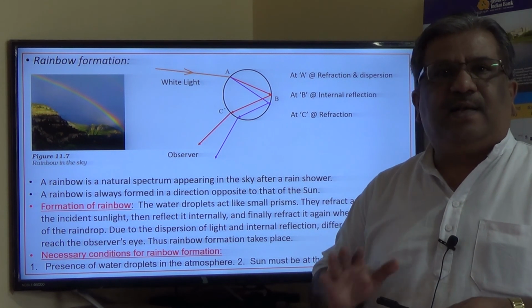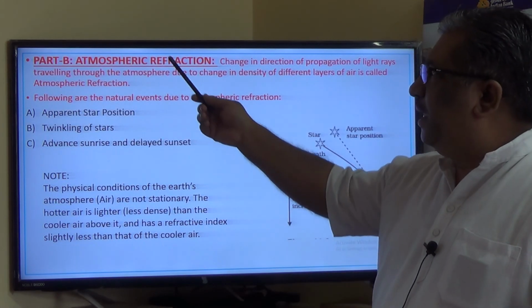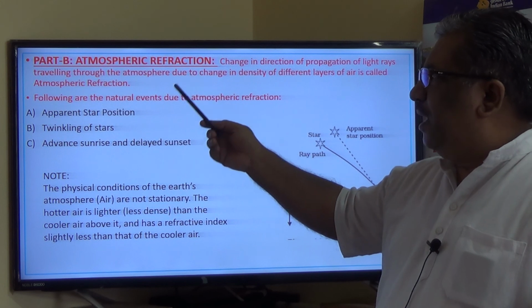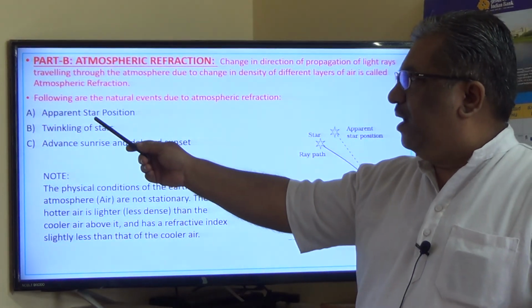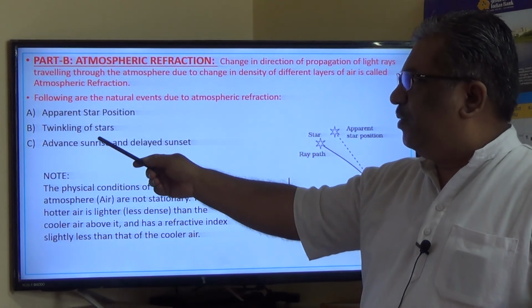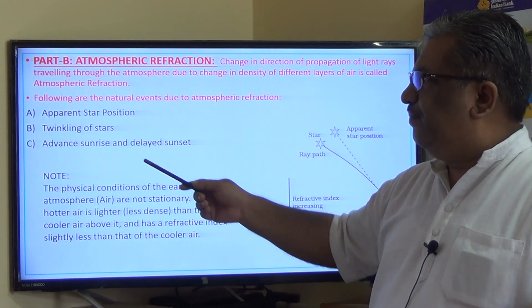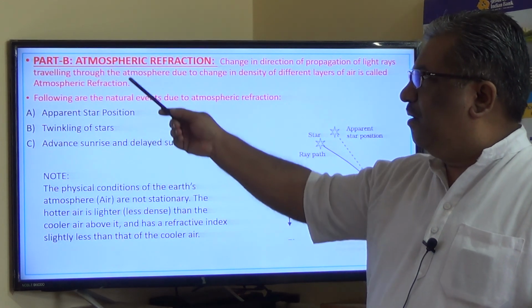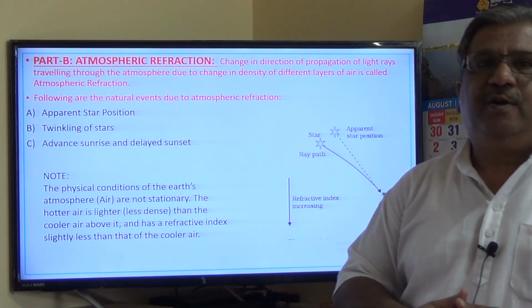Part A is complete. Next, Part B, atmospheric refraction, and the natural phenomena due to atmospheric refraction are apparent star position, twinkling of stars, advanced sunrise and delayed sunset. These three topics along with the explanation of atmospheric refraction will be taken in my next class.